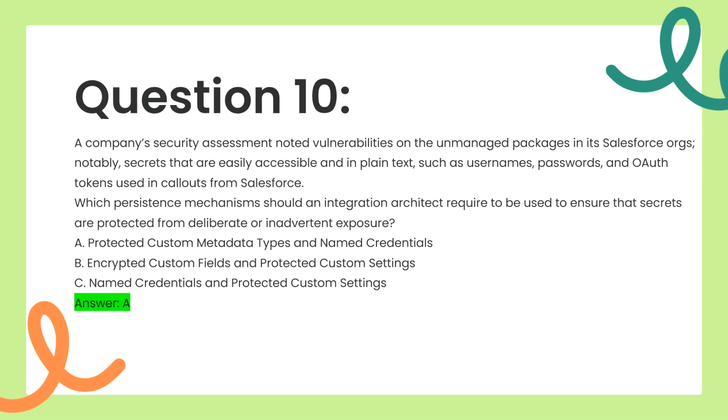Notably, secrets that are easily accessible and in plain text, such as usernames, passwords, and OAuth tokens used in callouts from Salesforce. Which persistence mechanisms should an integration architect require to be used to ensure that secrets are protected from deliberate or inadvertent exposure? A. Protected custom metadata types and named credentials. B. Encrypted custom fields and protected custom settings. C. Named credentials and protected custom settings. Answer A.